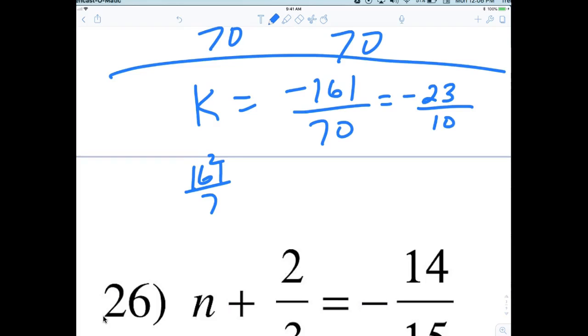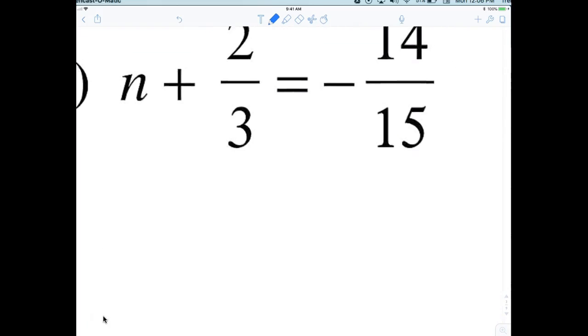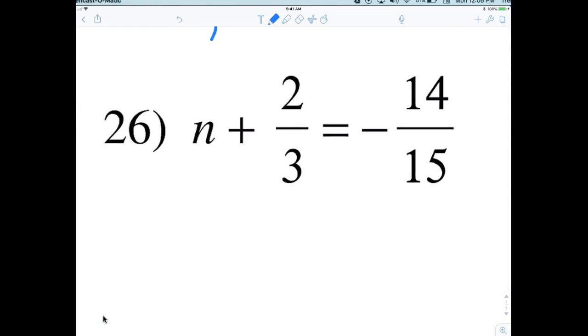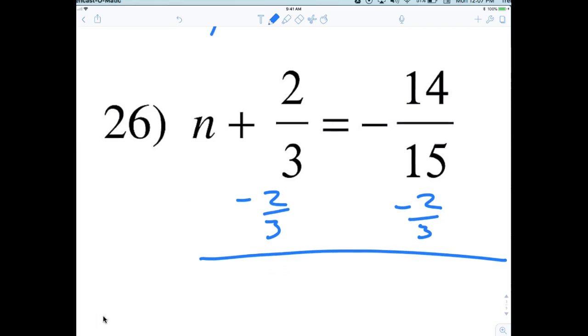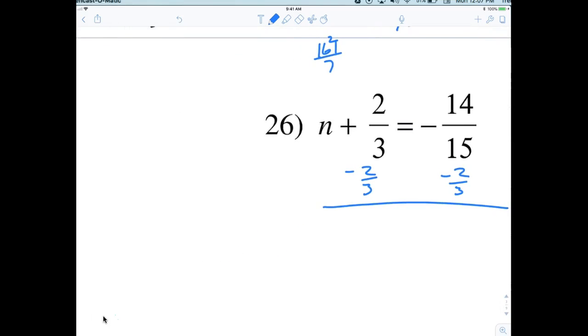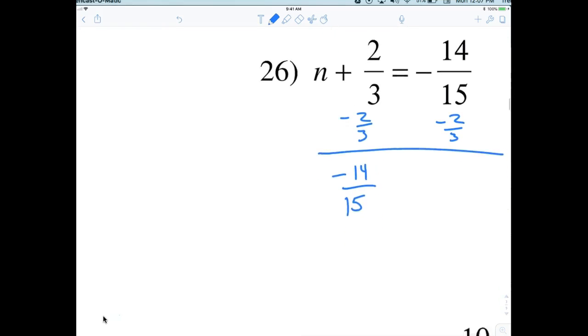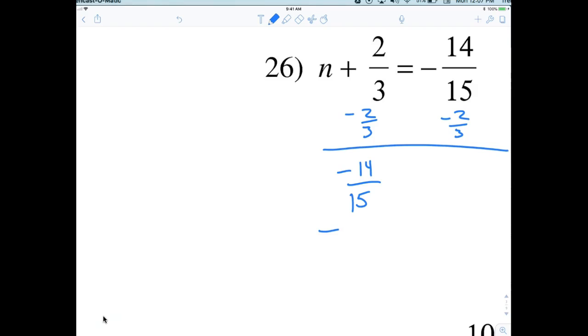All right, let's see how good you are with number 26. How do I undo addition? Subtraction. All right, here we go. Subtract. So we're going to do minus 2/3. Now my common denominator worked out to be 15. So all I have to do is multiply by what? Times 5. Right, so I'm going to bring it down here. Negative 14/15 minus what? Minus 10 over 50.